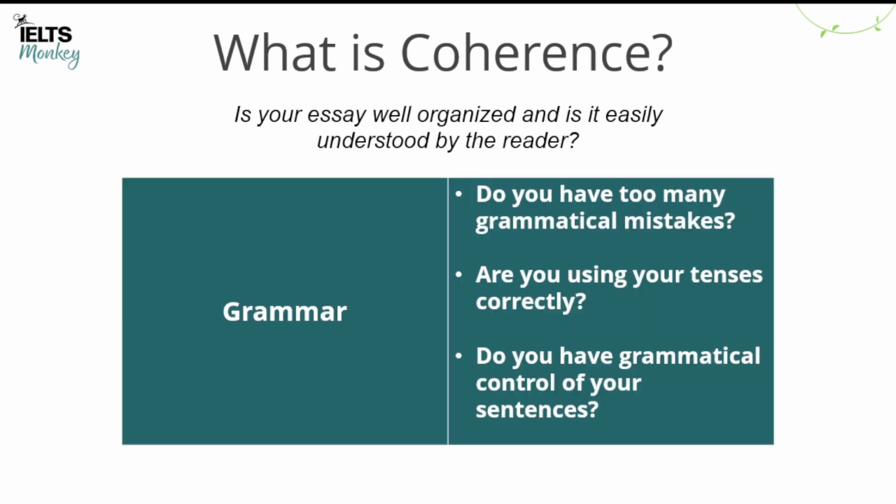So let's start off with grammar. Now you might be thinking, teacher, grammar, isn't that related to your grammatical range and accuracy? Well, yeah, but you've got to understand that a lot of these things go together. If your grammar has too many mistakes, or you're using the simple past when you should be using the present simple, or you just don't have grammatical control of your sentences, it's going to be really difficult for your examiner to understand what you're trying to say. So not only is this going to affect your grammar score, at least the accuracy part of it, but it's also going to affect your coherency score. So make sure that you have time at the end of your essay to go back and proofread, and to make sure that you don't have the grammatical mistakes that will affect your examiner's ability to understand.